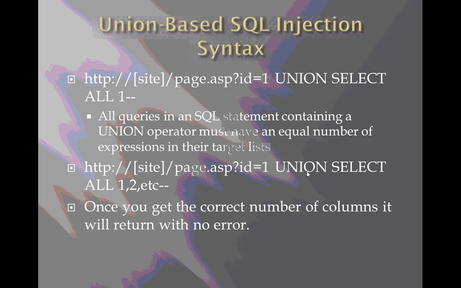So union-based SQL injection syntax, it's very similar. You have the union select all 1. In this case, nothing may come up because you just have the 1 there. So all queries in an SQL statement containing a union operator must have an equal number of expressions in their target list. Since there's just one, that doesn't equal how many there actually are. So you'll just add 2 and then 3, and you'll keep going until you get it returned with no error.